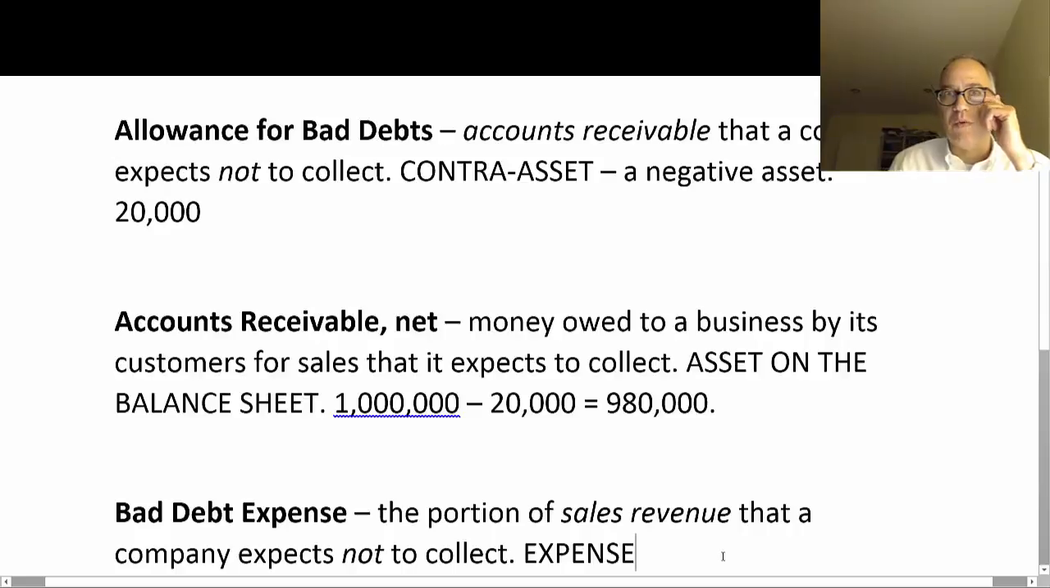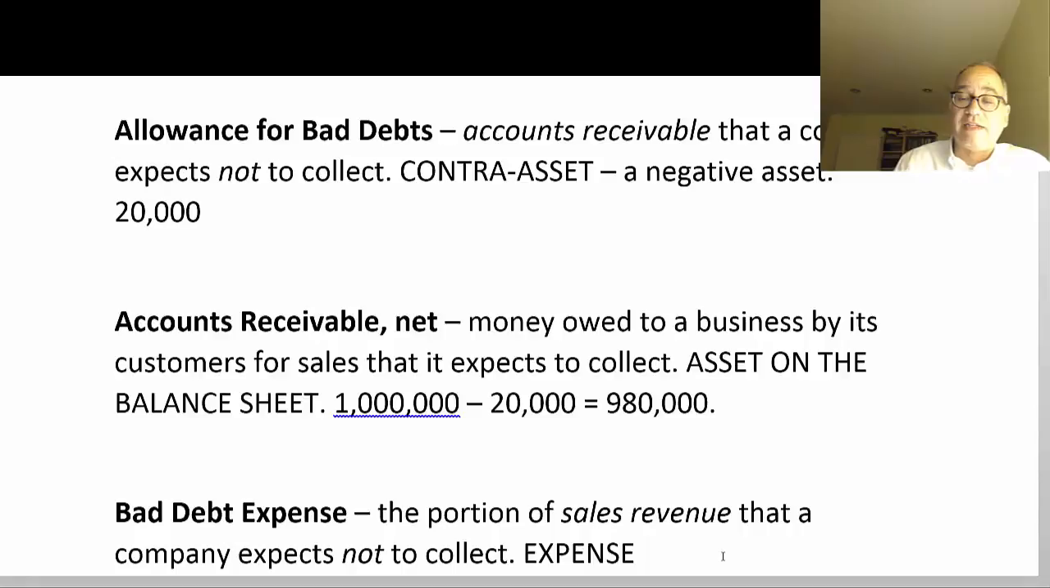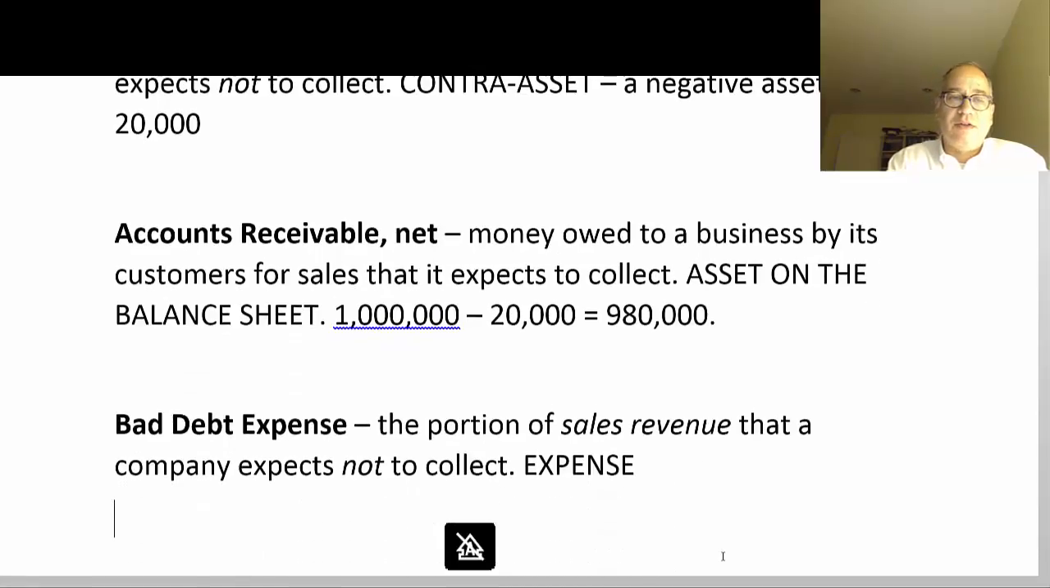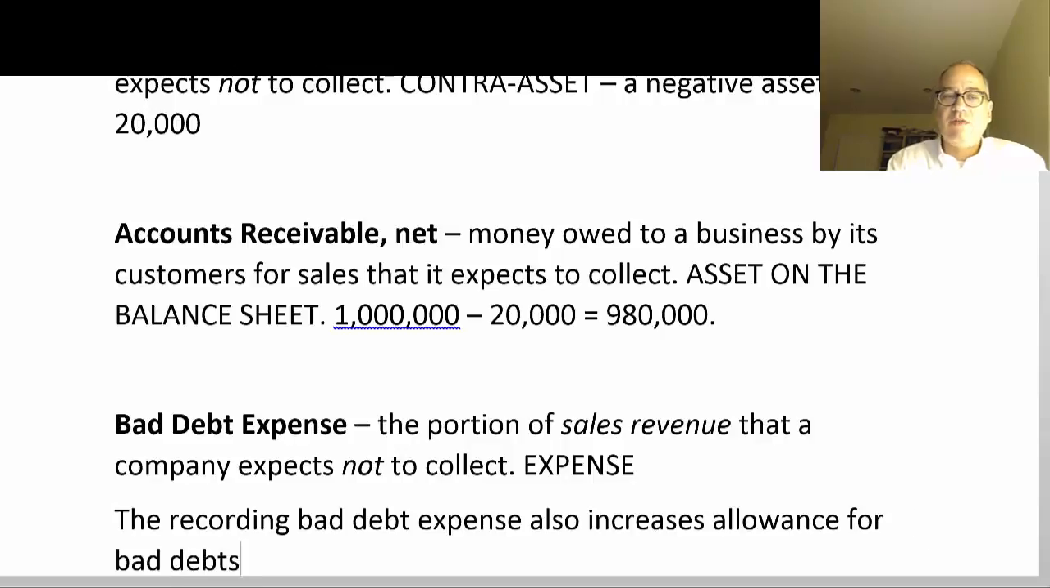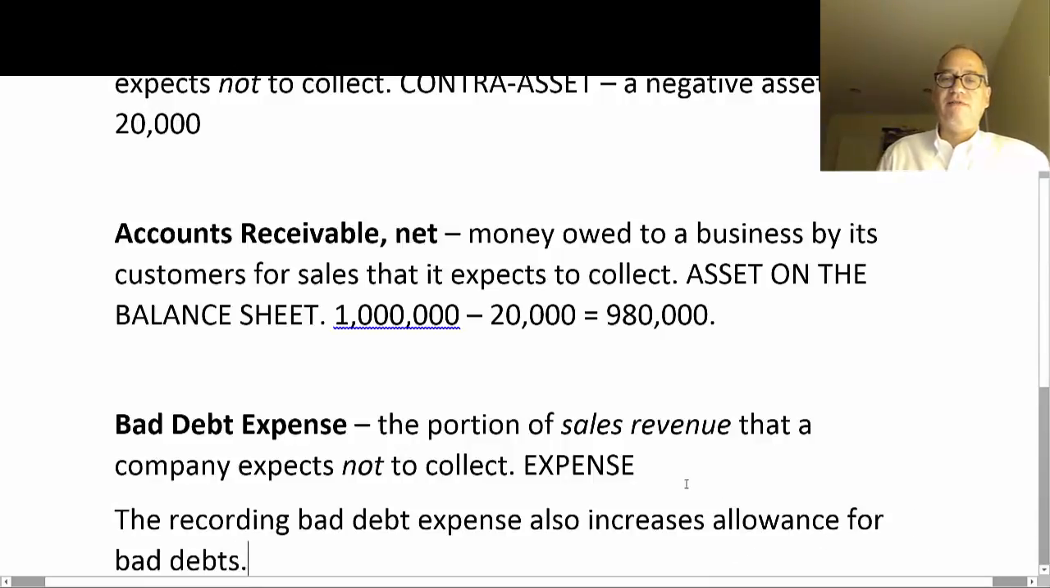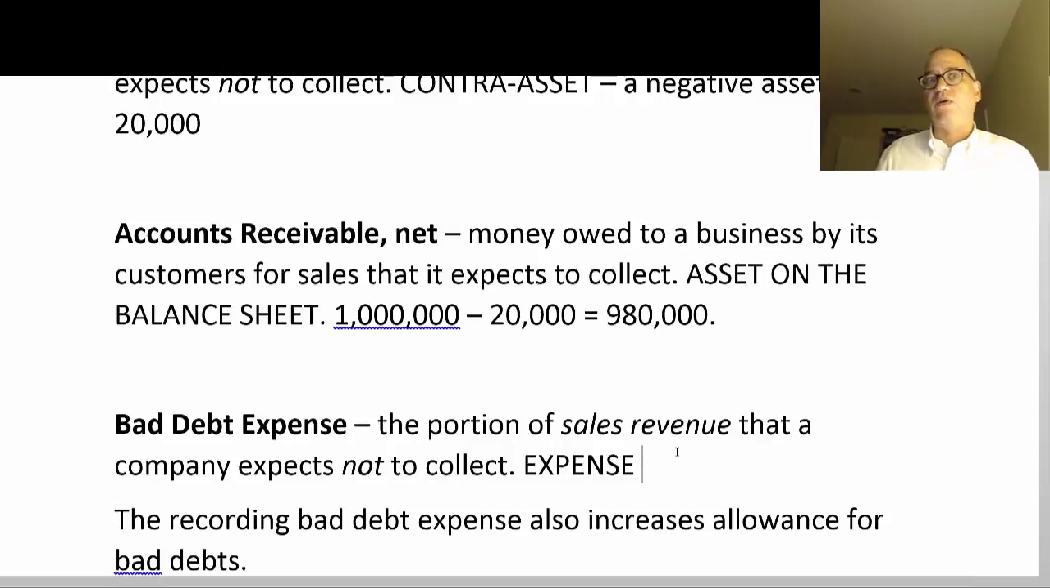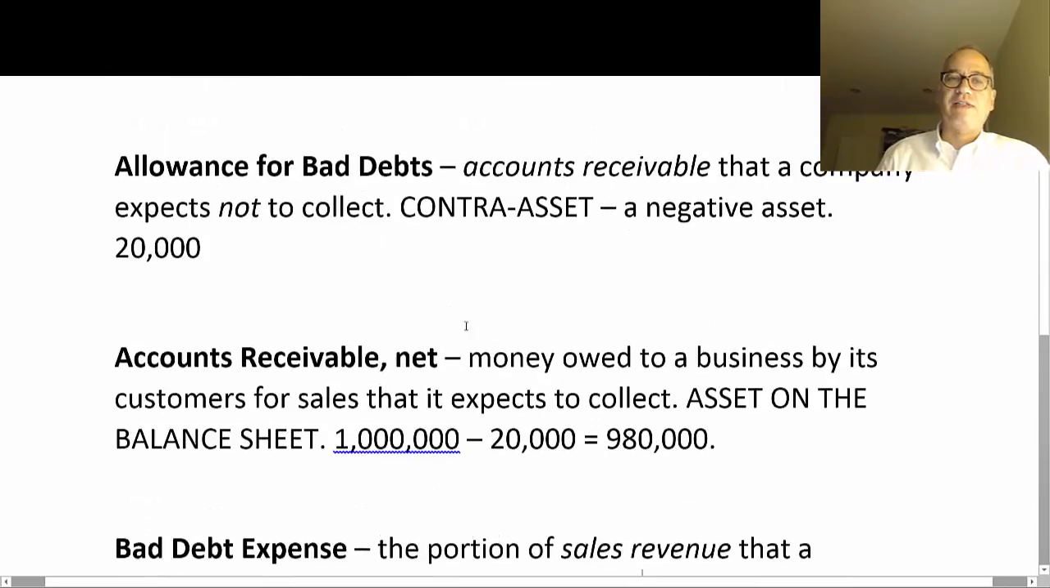The way bad debt expense works is that at the end of a period, a company is going to make an estimate of what its bad debt expense will be. And when it records it, the recording of bad debt expense also increases allowance for bad debts. So when you record bad debt expense, not only does bad debt expense go up, but there'll also be an increase in the allowance, because now there's a larger portion of the accounts receivable that you expect not to collect.